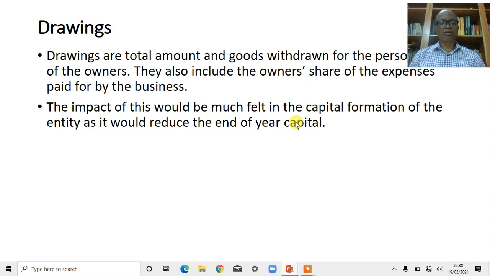All right. So what about drawings? Drawings are the total amount and goods withdrawn for the personal use of the owners. They also include the owner's share of expenses paid for by the business. So this will be taken into account in the capital formation of the entity, as it will reduce the end of year capital.